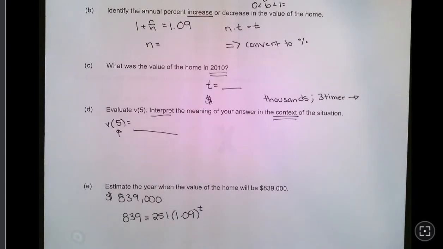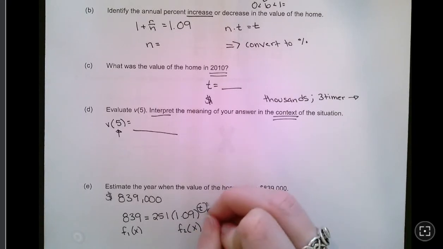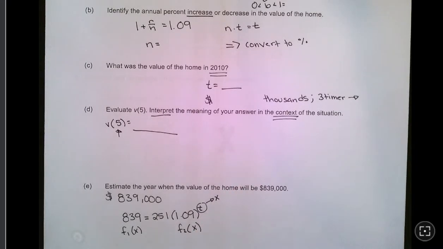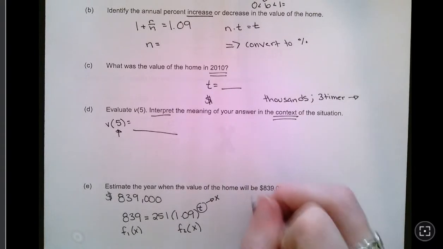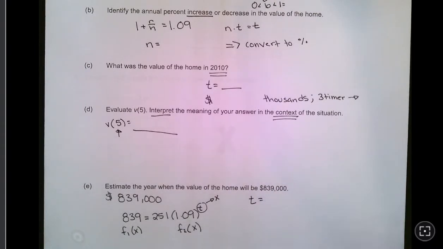So you have two choices. If we had learned our logarithms and how to solve, you would try and solve this, but we haven't done that yet. That's not until lesson 6. So what you need to do is type this into a function on your calculator, f1 of x, and then you'll type this into f2 of x. Don't forget to replace this t with an x. From there, be careful with your rounding. I saw a couple people rounding the wrong direction.